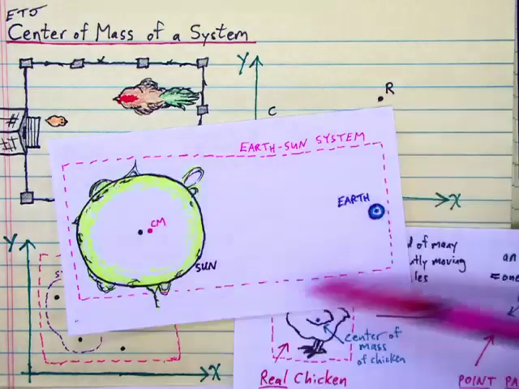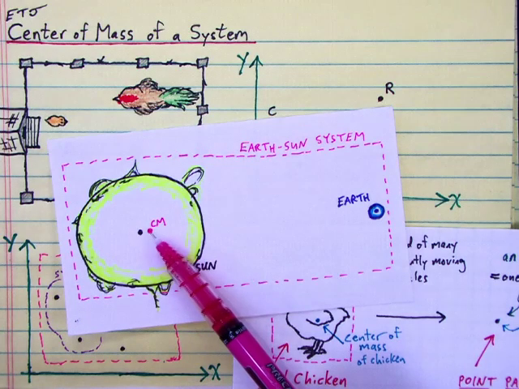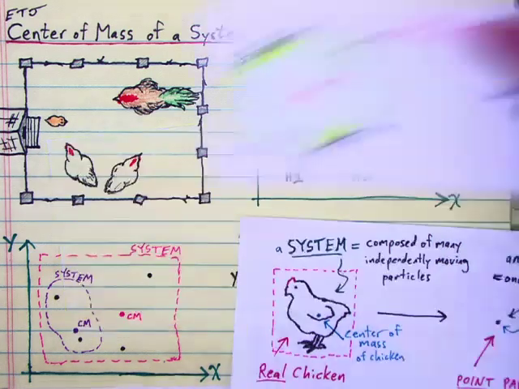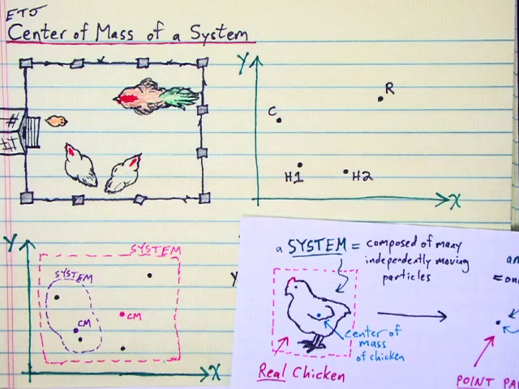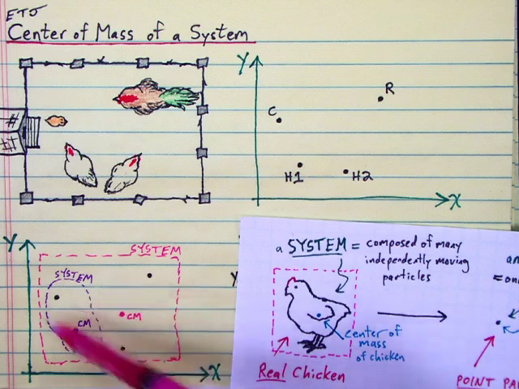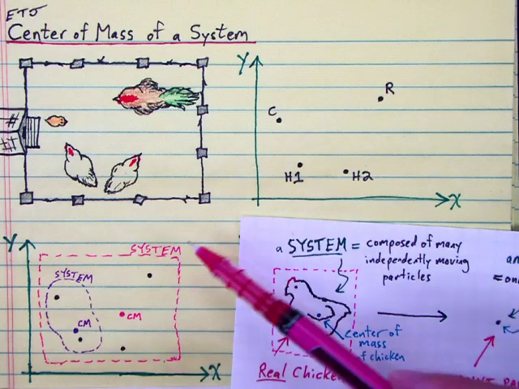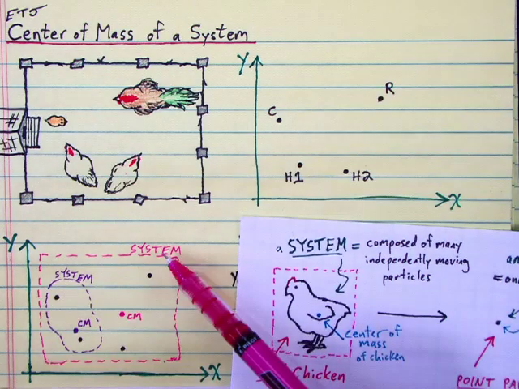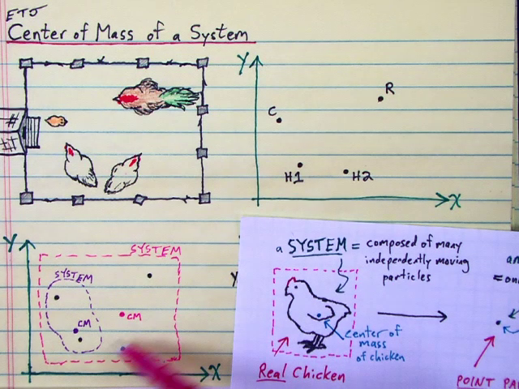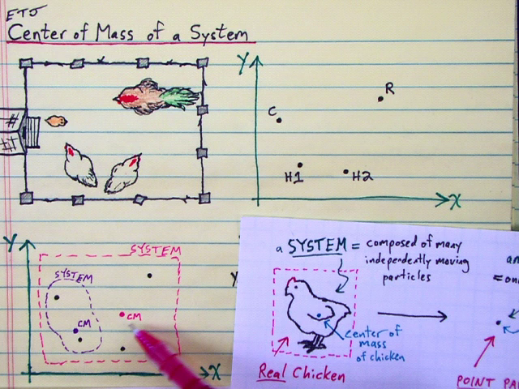The center of mass of the Earth-Sun system would be inside the body of the sun, since the sun is so much more massive than the Earth is. Anyway, back to the farm. If you wanted to study the group of all four animals, you could call the whole collection of animals a system. That's our pink box here. And then the center of mass of that system would be a different point. That would be over here in between the two hens and the rooster, which all have much more mass than the chick over here does.